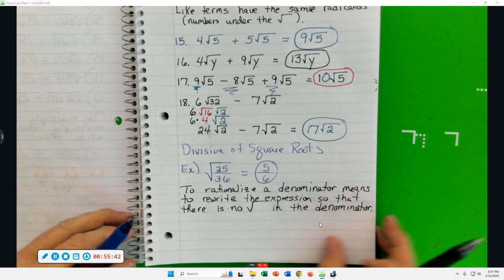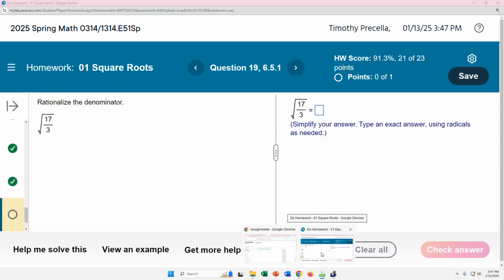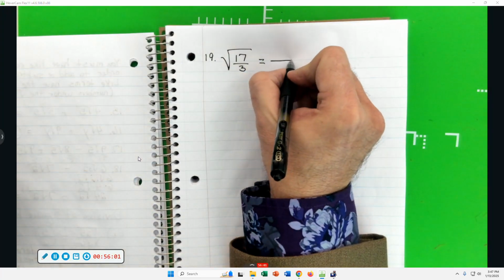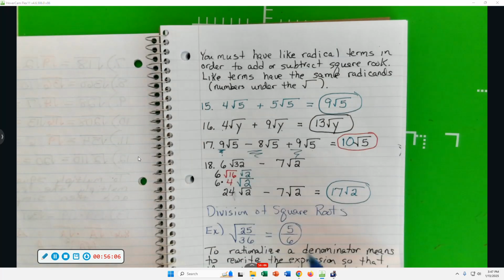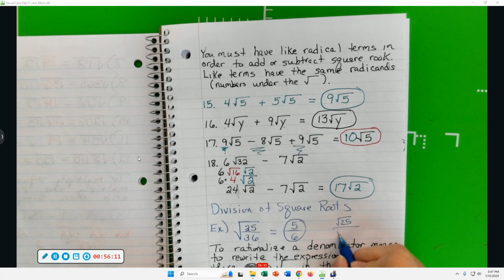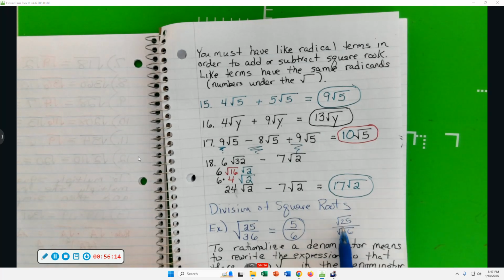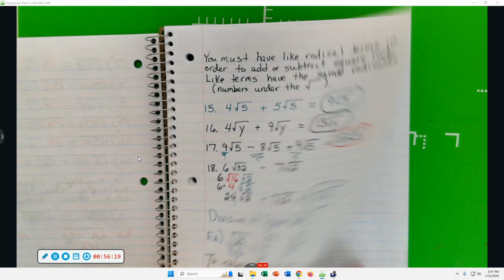Well, let me write that problem down. What was it? Square root of 17/3. Yeah, this is number 19. The square root of 17/3. I probably should have, when I did this problem, actually showed this step. I'm thinking of it as square root of 25 over the square root of 36. That's where I got the 5 over, well, I didn't get it, y'all got it. Y'all told it to me. Square root of 36.